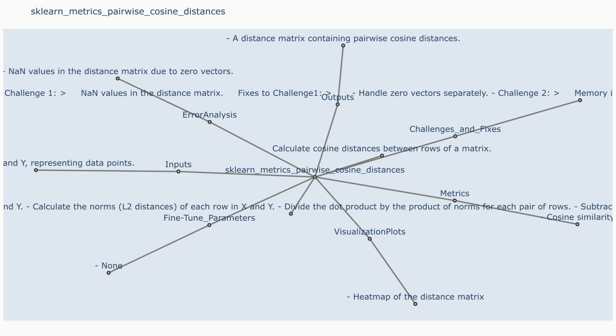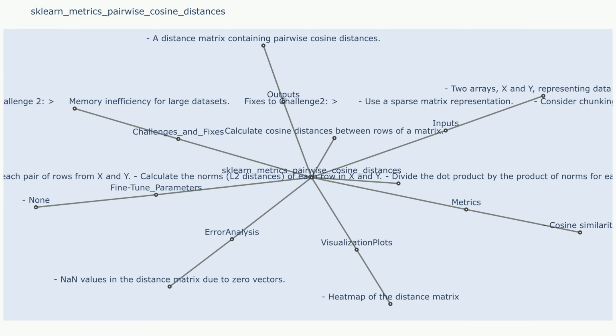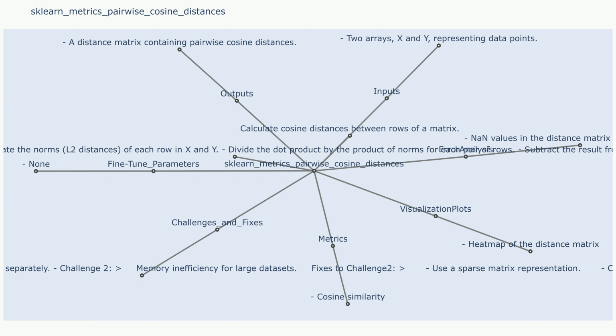sklearn.metrics.pairwise.cosine_distances. Description: The cosine distance between two vectors is a measure of the angle between them. It is a value between 0 and 1, where 0 indicates that the vectors are identical and 1 indicates that the vectors are orthogonal, perpendicular.